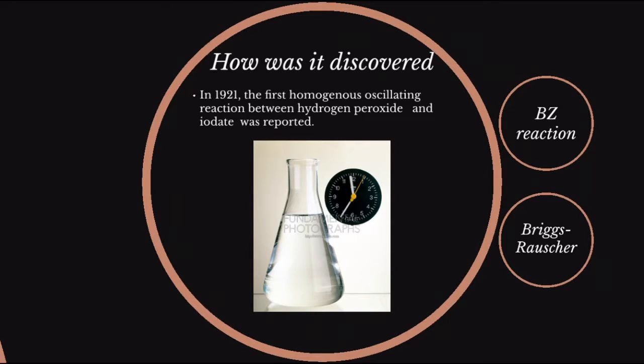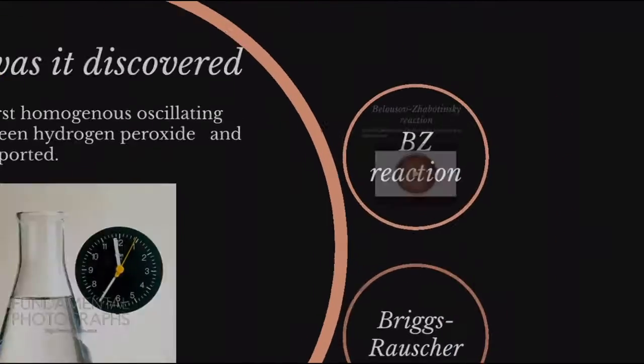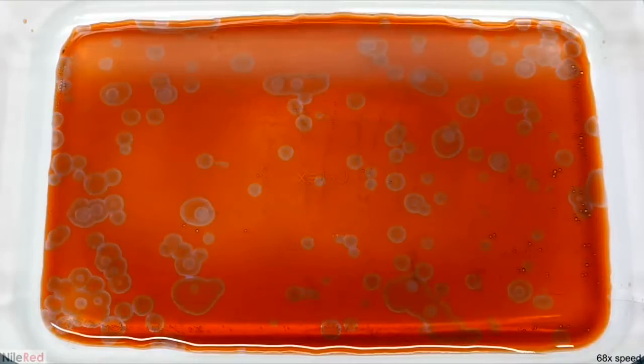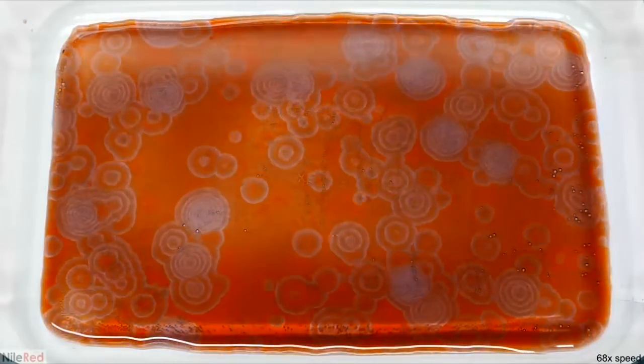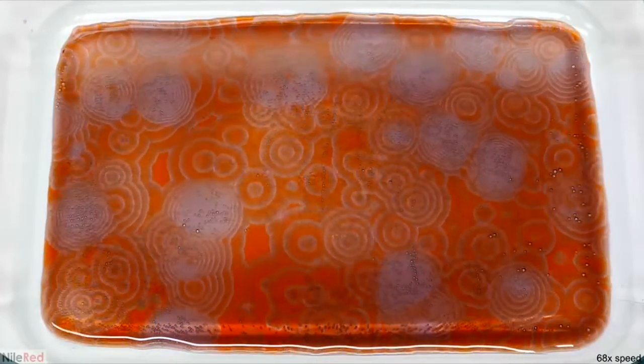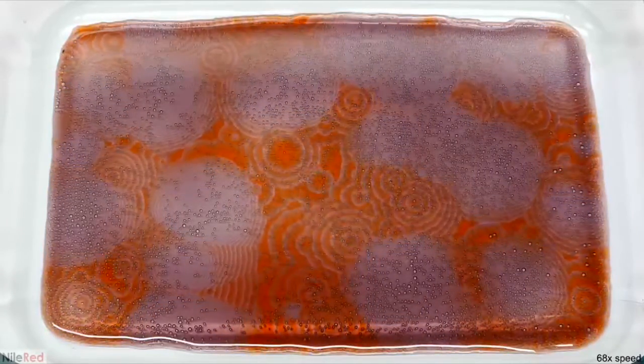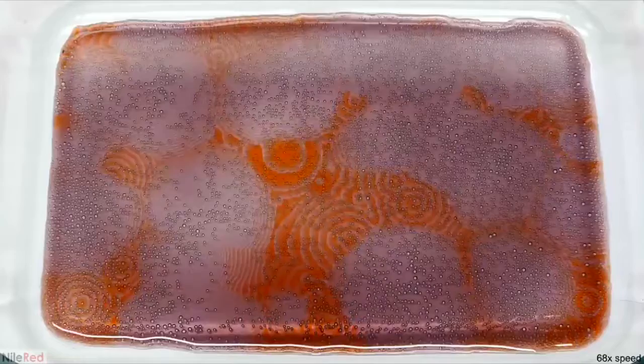The history of the Briggs-Rauscher oscillating reaction started with the first homogeneous oscillating reaction between hydrogen peroxide and iodide in 1921. However, this reaction between hydrogen peroxide and iodide was not eye-catching due to experimental difficulty. On the other hand, in 1958, B.P. Belousov discovered the Belousov-Zhabotinsky reaction. However, at that time, he encountered skepticism as the oscillatory behavior of his reaction was unheard of before.